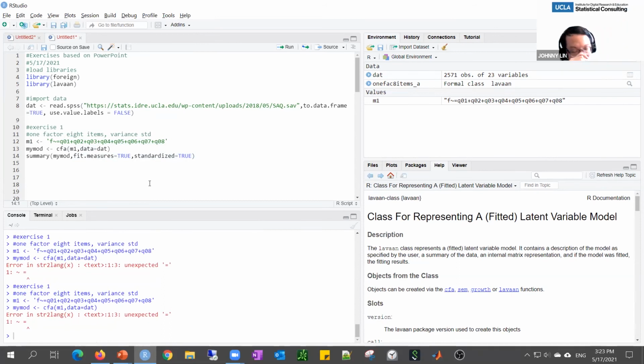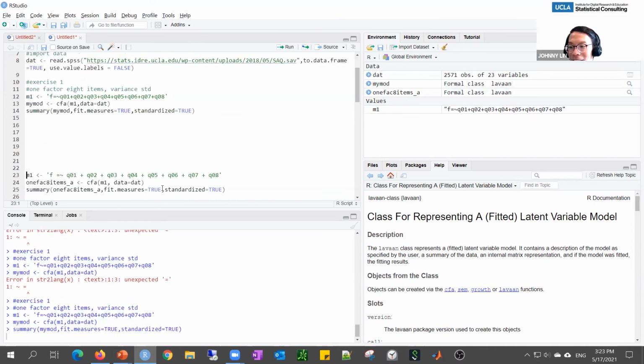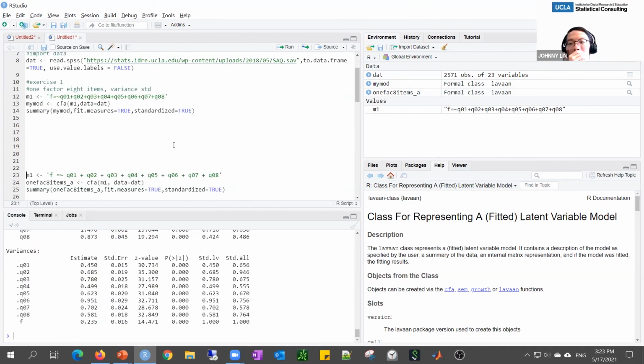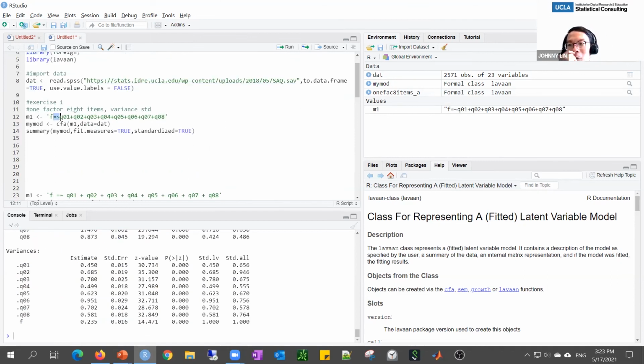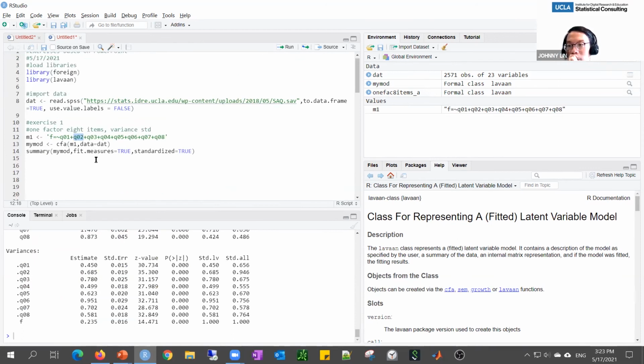So what was the error? Yeah, Violet. Okay, so I think I just flipped the equals with the tilde. Let's see if that works. There we go. Okay, so yeah, the syntax ordering really matters, okay? And this is a 1 factor CFA, like we were saying.